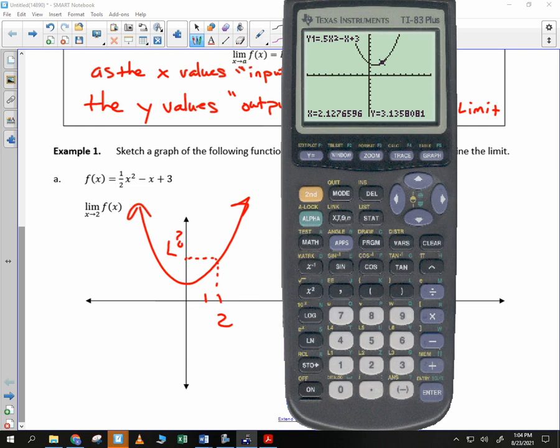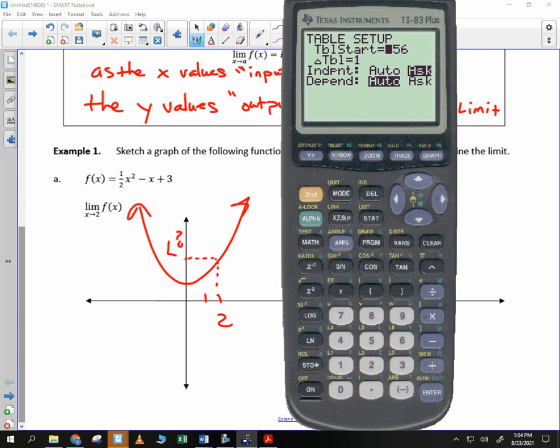Let's try a different look. Let's look at a table. Please press second table set, which is second window. I don't care what your table start is at, and I don't care what your delta table, or change in the table, is at. What I do care about is your independent variable. Please turn your independent to ask. Please take your dependent variable and set it to auto. And that's probably what you'll want it to be for the entire year.